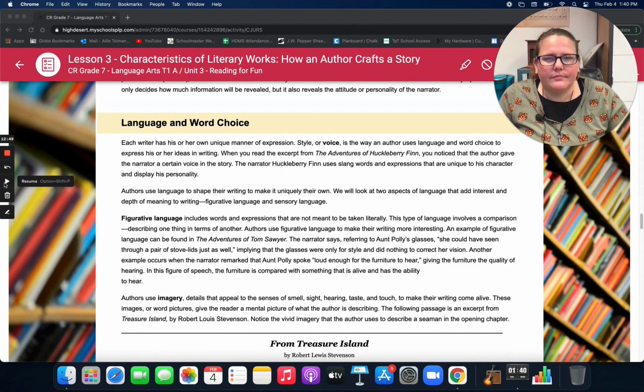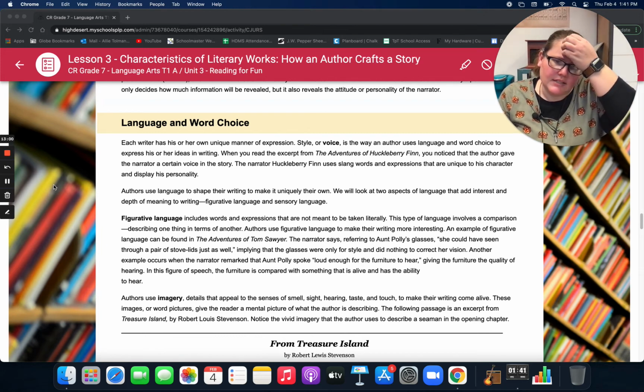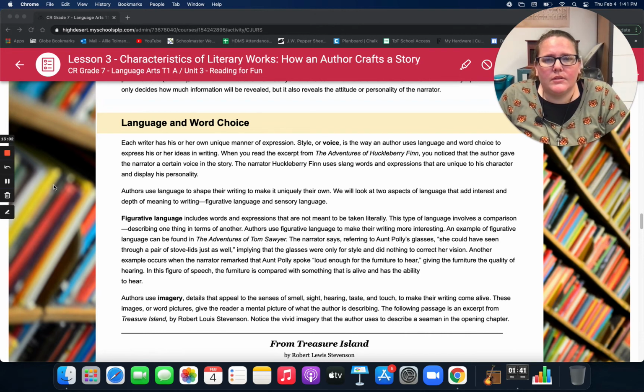Language and word choice. Each writer has his or her own unique manner of expression, style, or voice. It is the way the author uses language and word choice to express his or her ideas in writing. When you read the excerpt from The Adventures of Huckleberry Finn, you notice the author gave the narrator a certain voice in the story. The narrator, Huckleberry Finn, uses slang words and expressions that are unique to his character and display his personality. Authors use language to shape their writing and make it uniquely their own. We will look at two aspects of language that add interest and meaning to writing: figurative language and sensory language.